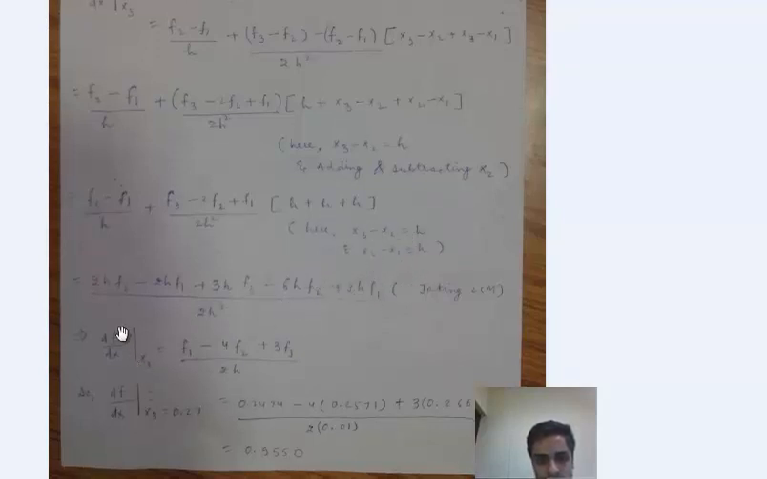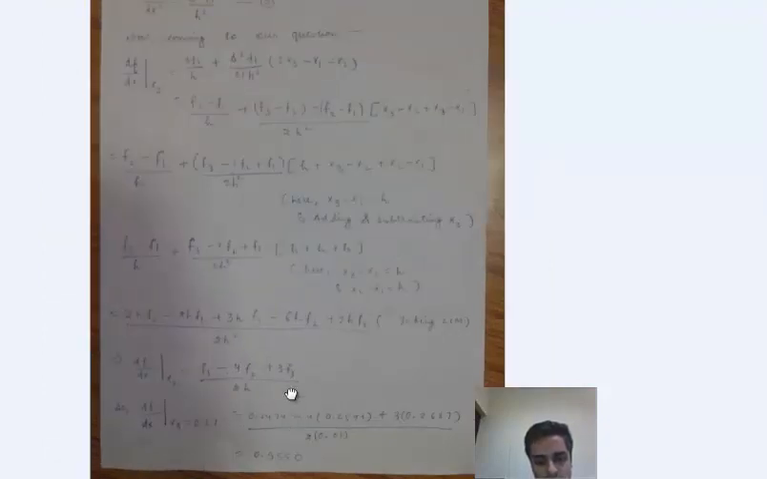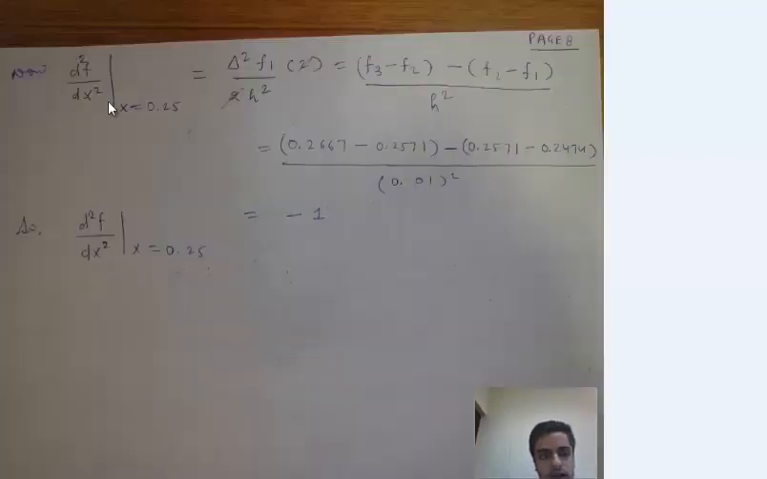Taking LCM, we will get the value of df by dx at x3 as f1 minus 4f2 plus 3f3 upon 2h. Putting the values of f1, f2 and f3 and h, we will get the value of df by dx as 0.9550. Now d2f by dx square at x equal to 0.25 is f3 minus f2 minus (f2 minus f1) upon h square. Putting the values of f3, f2, f1 and h in the equation, we will get the value of d2f upon dx square at x equal to 0.25 as minus 1.